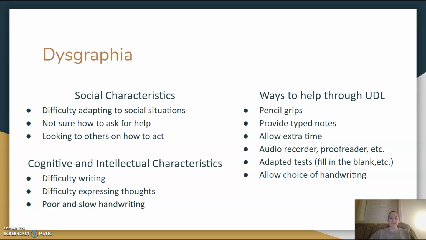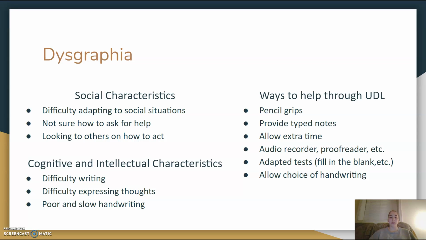Dysgraphia is exactly the same again, except it involves physically writing. They might have poor and slow handwriting as well, and they might have difficulty expressing their thoughts on paper. Some ways to help would be to provide pencil grips, provide type notes instead of having them write, allow extra time, like I said, and then having a proofreader or audio recorder, and adapt the tests to maybe fill in the blank or circle the correct answer rather than writing full sentences as their response.